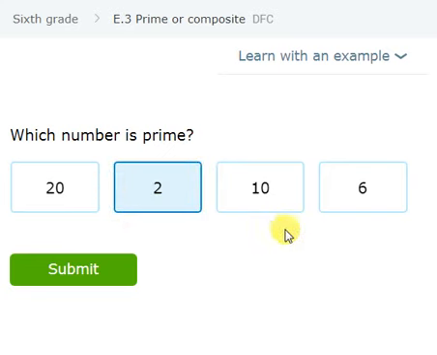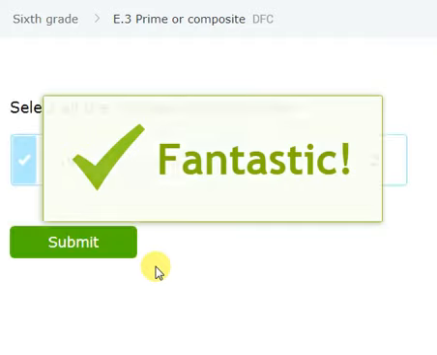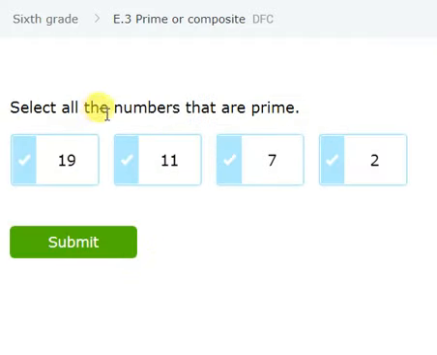Again, if you look at 10, it also has more than 2 factors because 2 is also its factor. Similarly, 6 has more than 2 factors as well. So 2 is the only prime number among these 4 numbers, right? Great. Okay, next, select all the prime numbers. So it means we may have more than one prime number in it, right?